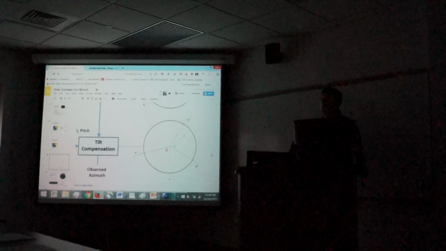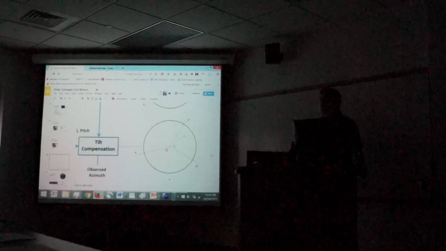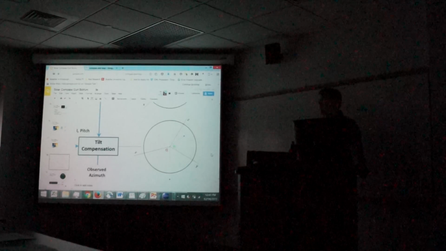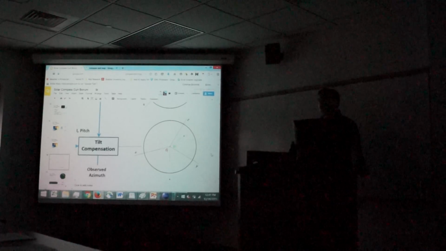Okay, so I guess this assumes that the gravity vector is orthogonal to that. Yes, it does assume that. Does that hold well for most planetary bodies?